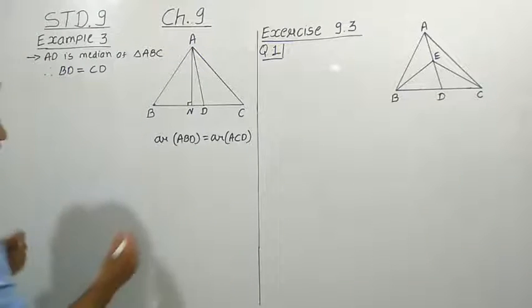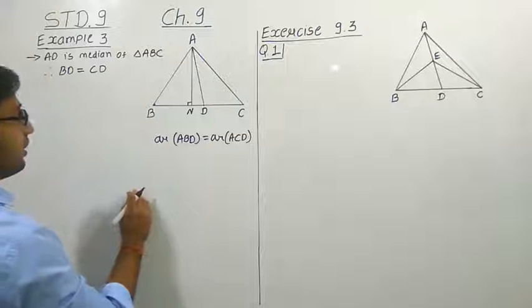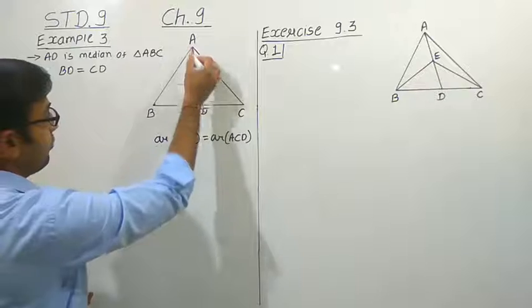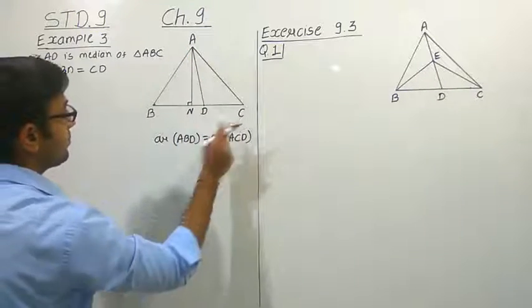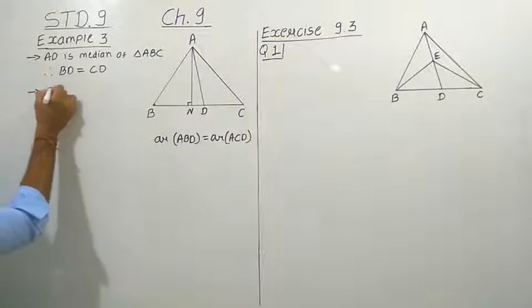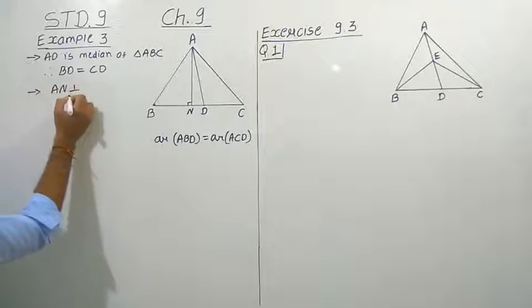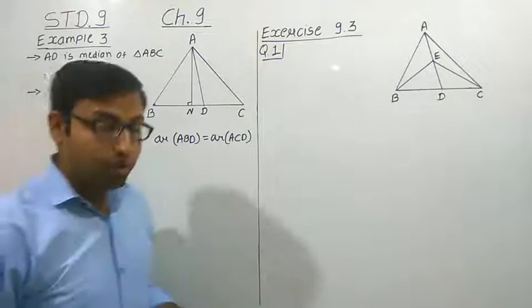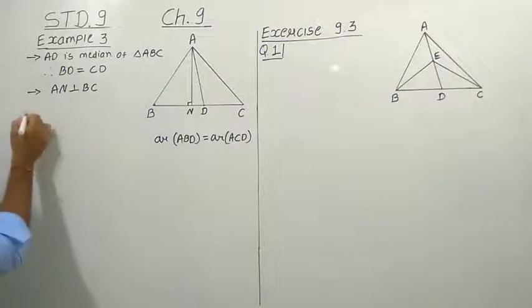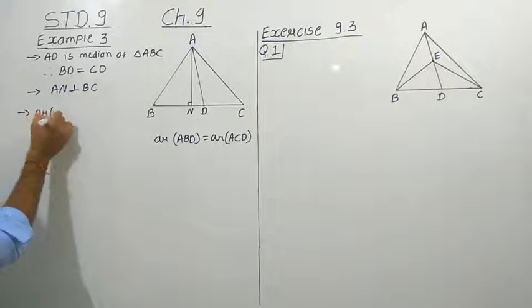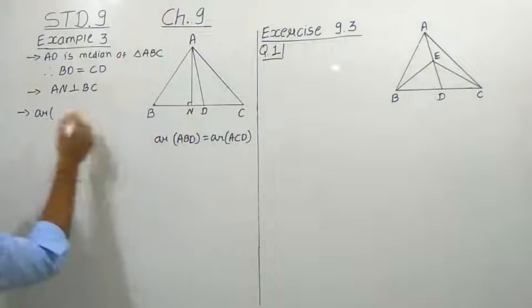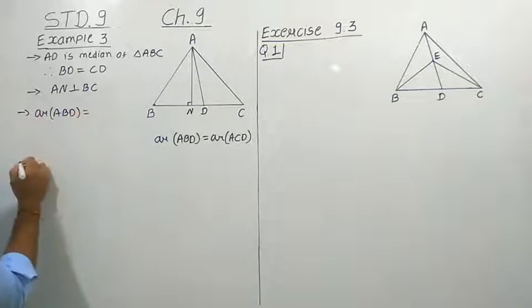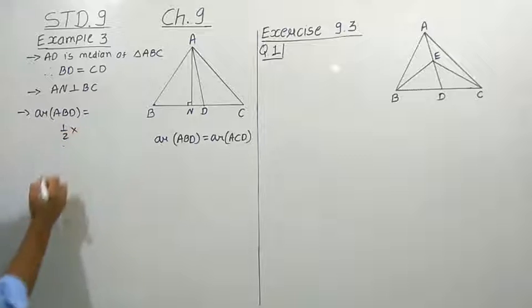So as we have to study about the areas, we know that we require the altitude for the area of the triangle. So we have drawn one altitude AN that is perpendicular to BC. So here we have AN which is perpendicular to BC, right? Now according to the formula of the triangle, if we consider this triangle ABD, area of ABD is equal to 1/2 into base.